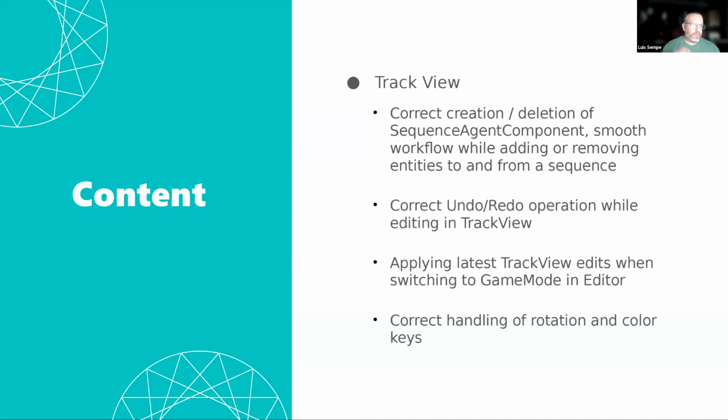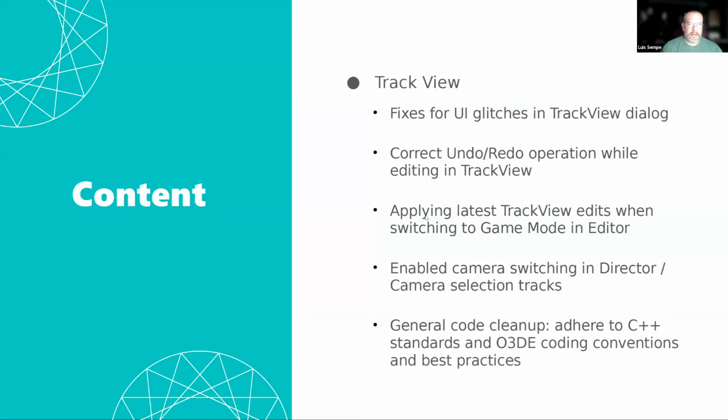When you switch to running the game, it will apply all the changes you have made. Before it wouldn't apply them, so it would run the TrackView with the previous values, so it didn't represent what you were actually working towards. And fixing rotation and color keys, which were incorrectly handled, leading to just bad results.